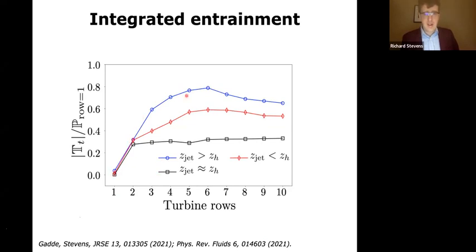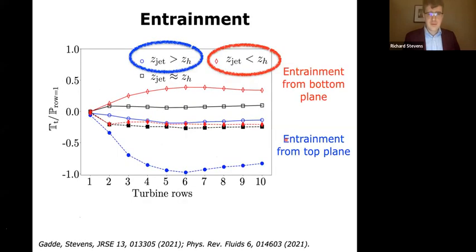The integrated flux is high for the jet above the farm. It's in between for the jet below the farm, and it's very low when the jet is at hub height, because in that case just the first row really benefits from the wind farm. But the pronounced difference indicated in this graph is where this energy is coming from.